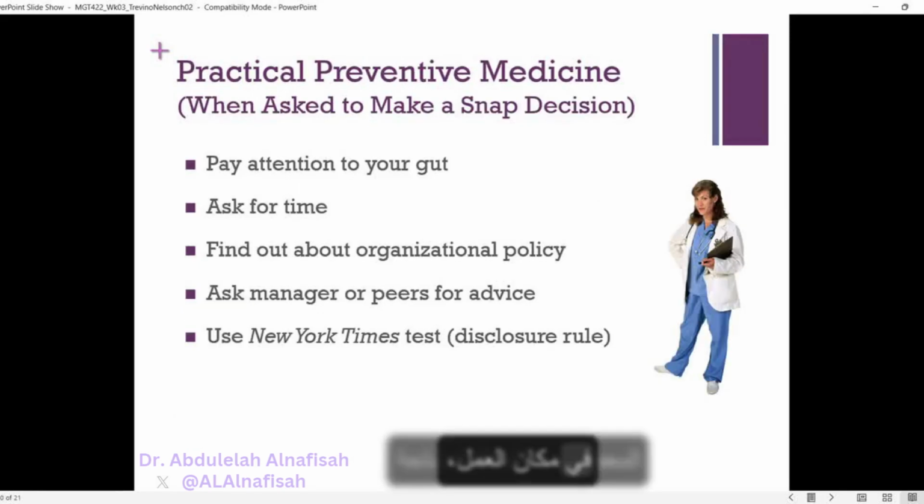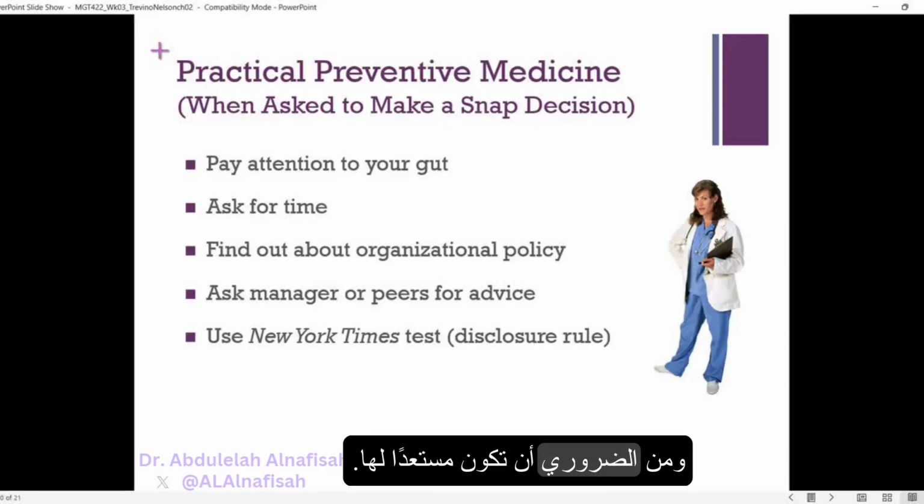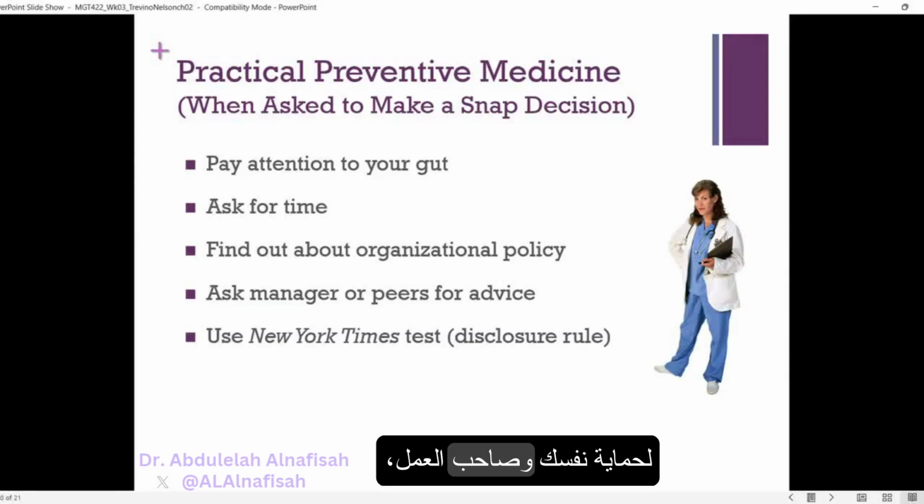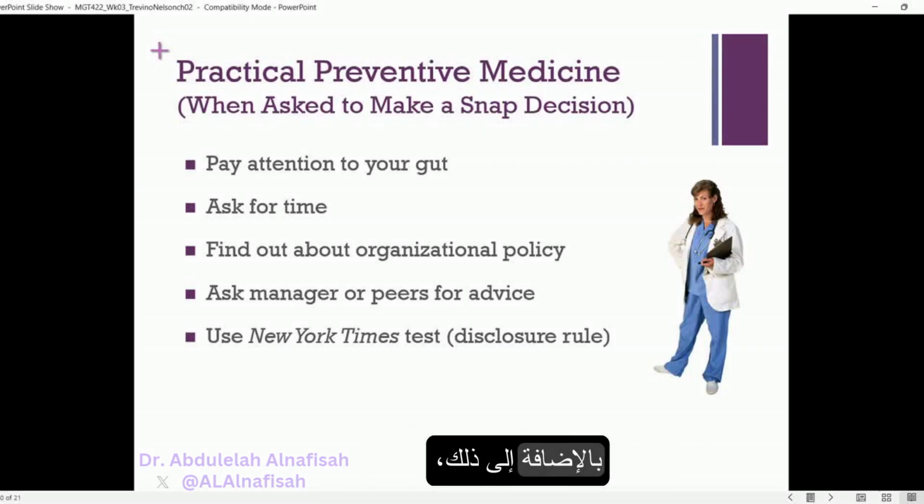Ethical dilemmas are common in the workplace, and it's crucial to be prepared for them. To protect yourself and your employer, familiarize yourself with your organization's rules and develop supportive relationships. Start by reading your company's code of ethics and policy manual. While you can't memorize everything, skimming will help you know where to find information.